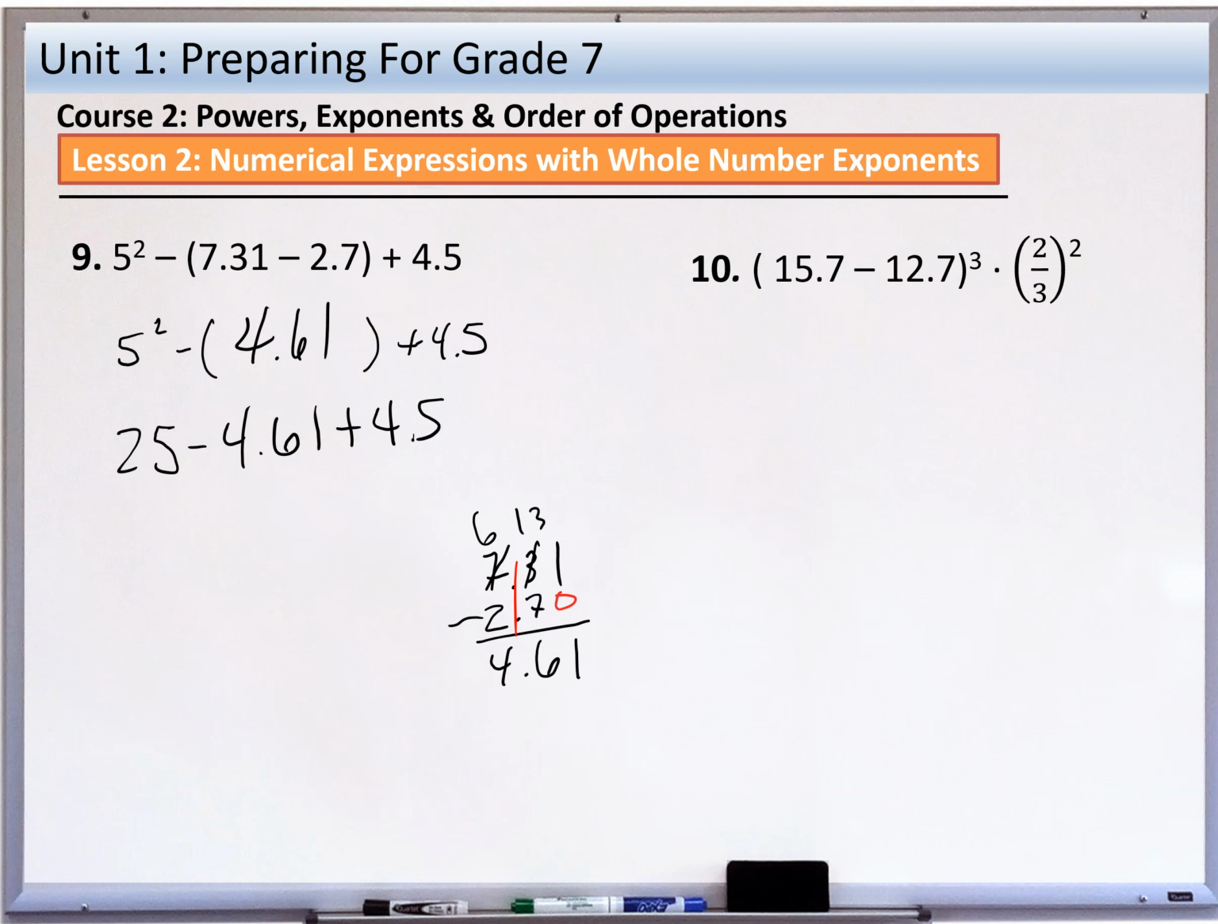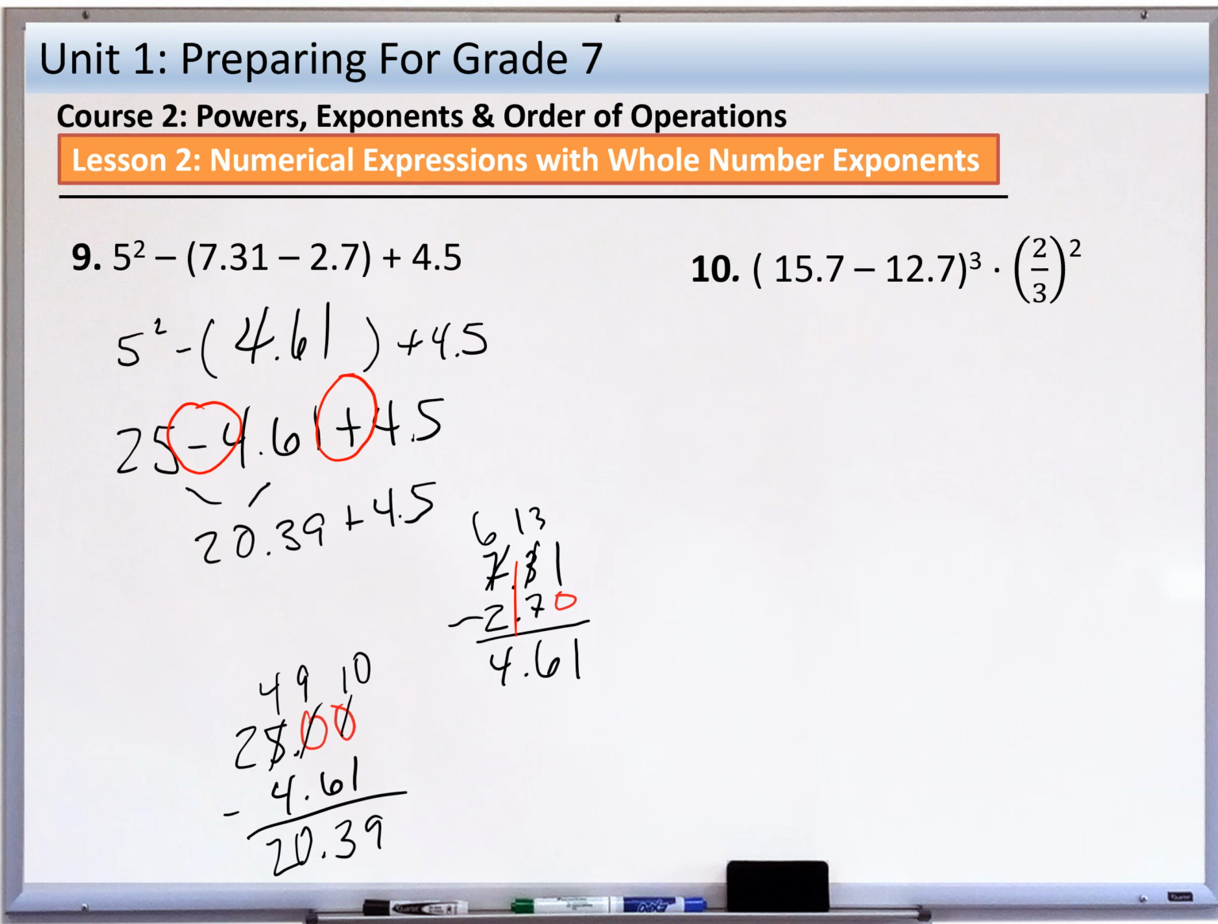Notice I never really do more than one step at a time. So now I have 25 minus 4 and 61/100ths. Remember, I do whichever one I see first from left to right. Addition does not come before subtraction. Depends on what I see from left to right. I'm going to subtract 4 and 61/100ths from 25. Line up my decimal. 20 and 39/100ths plus 4 and 5/10 is 24 and 89/100ths. Okay, whichever comes first from left to right: multiplication, division, addition, and subtraction.